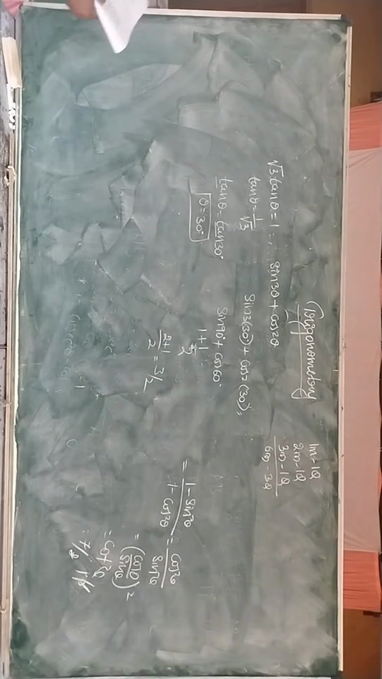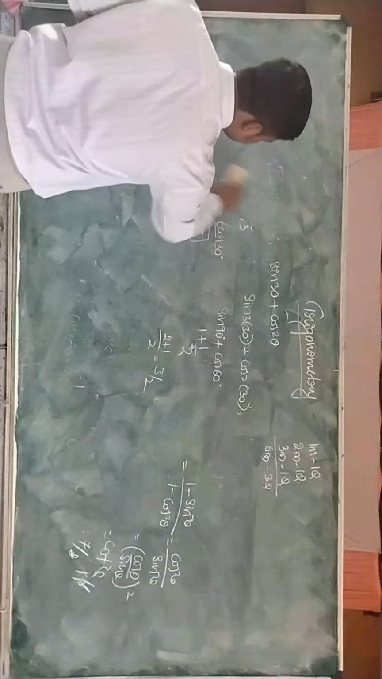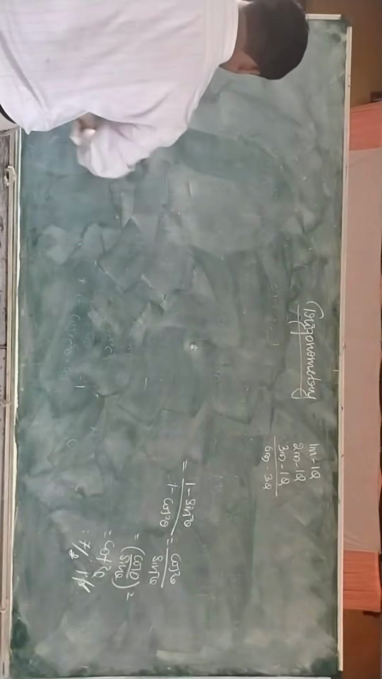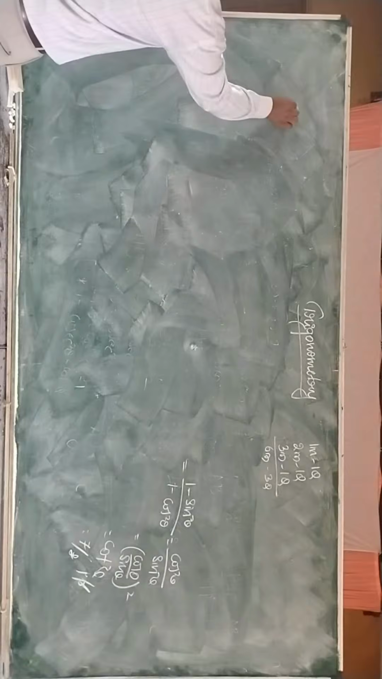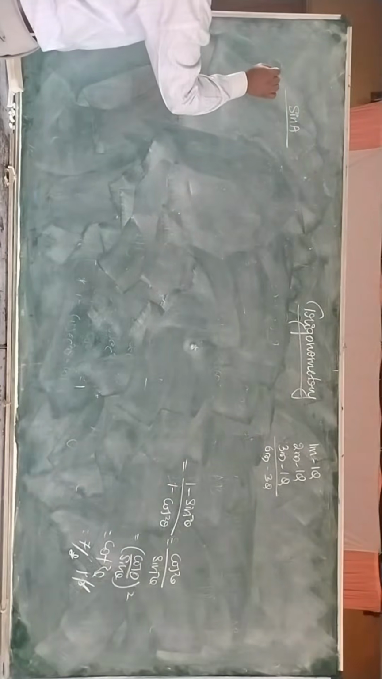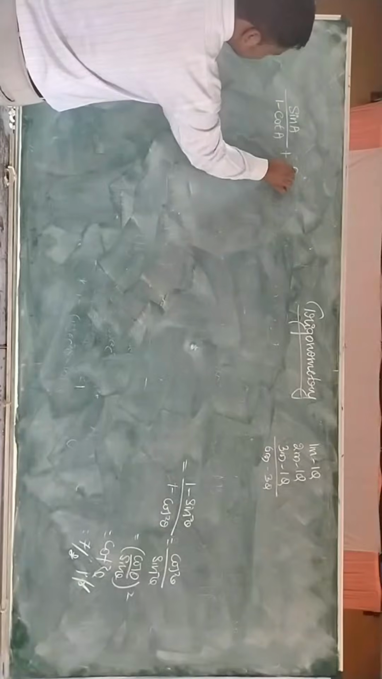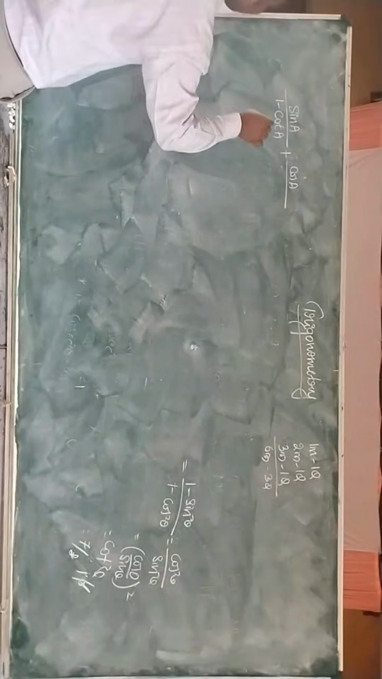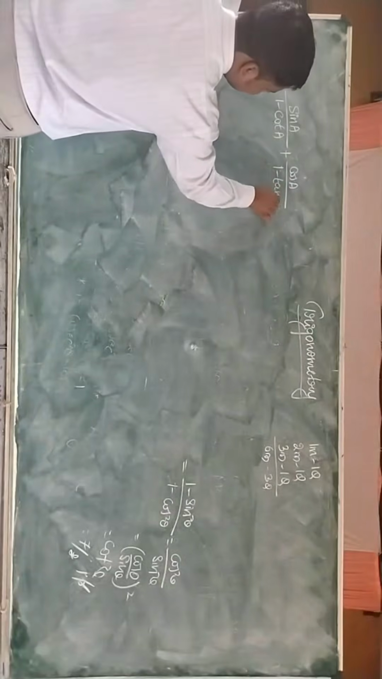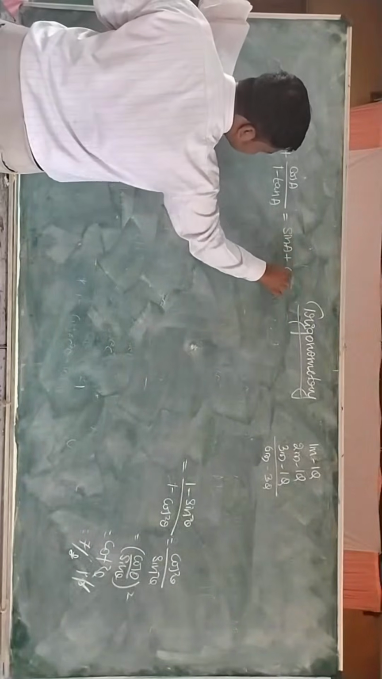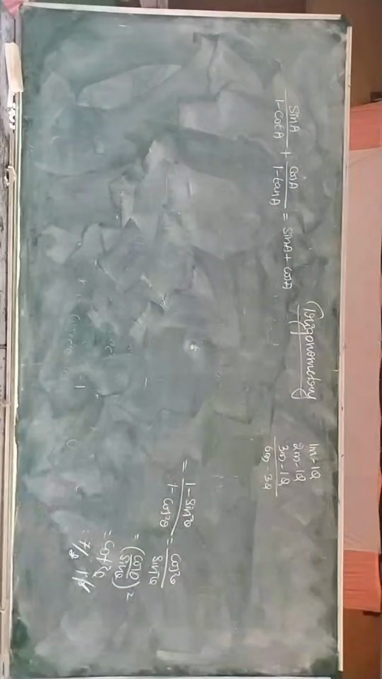Prove that sin A divided by 1 minus cot A plus cos A divided by 1 minus tan A is equal to sin A plus cos A. Take LHS and prove RHS. 3 mark question. Model question paper number 1, 2021.